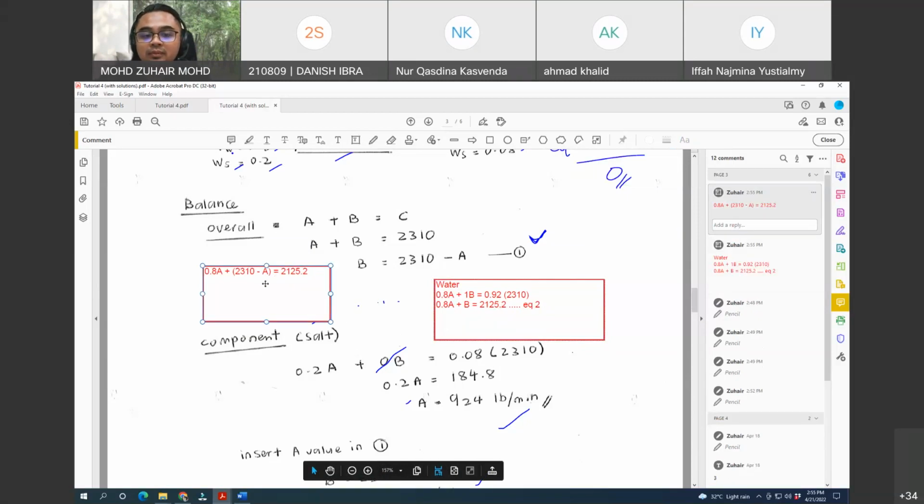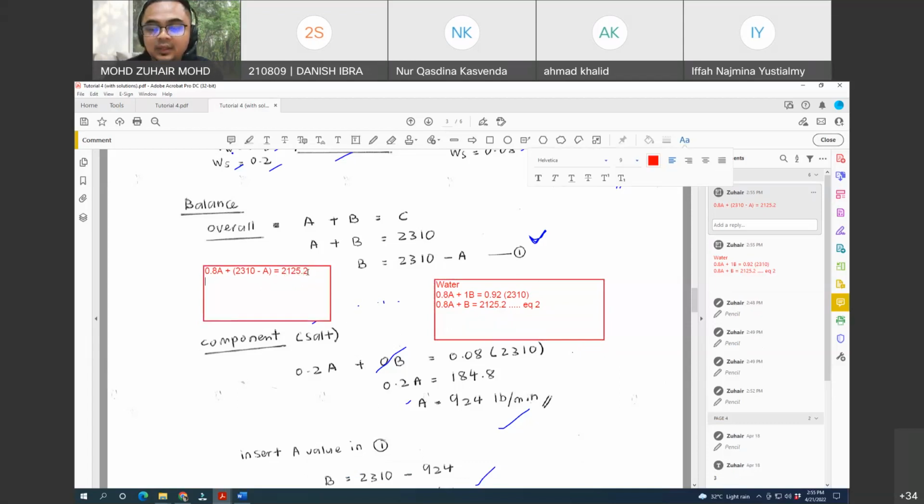And then we do some calculation so that at the end we're going to get A rearrangement, so that A is equals to 924 pound per minute. Don't forget about the what? The unit, yeah? Okay. So the solution step is longer because we choose water balance instead of using solid balance. So you also need to strategize.